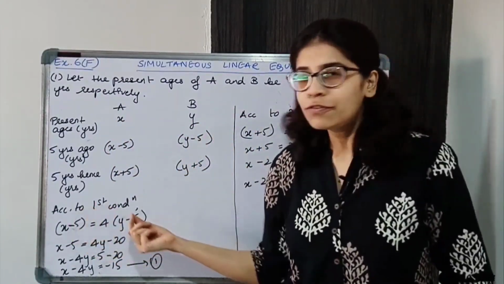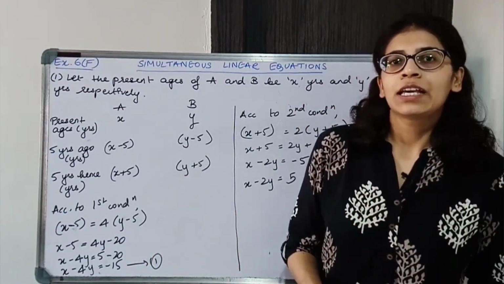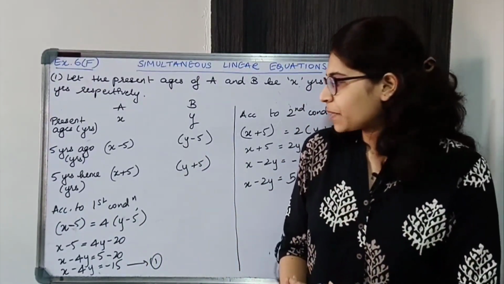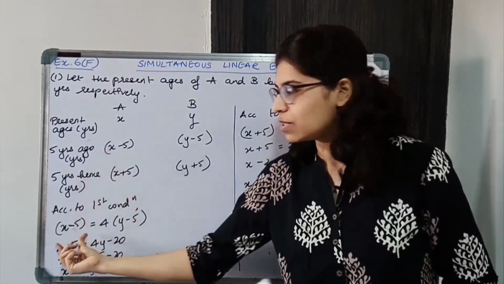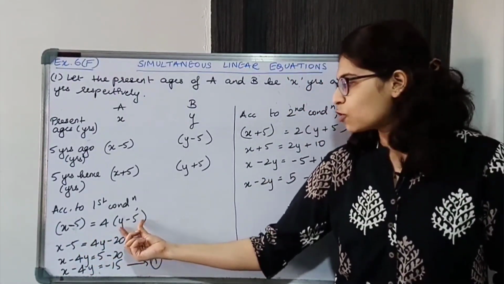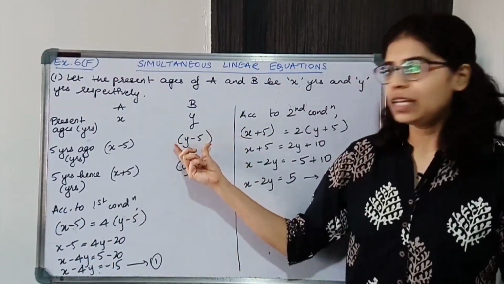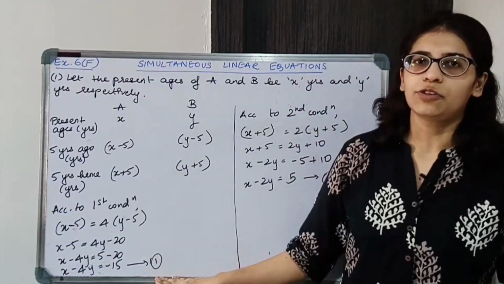So now coming to the first condition. In first condition you are told that 5 years ago A's age was 4 times the age of B. A का age क्या था? It was this. Okay, 5 years ago it was this. It will be equal to 4 times the age of B. Age of B 5 years ago was this. Just solve and you will get one linear equation.